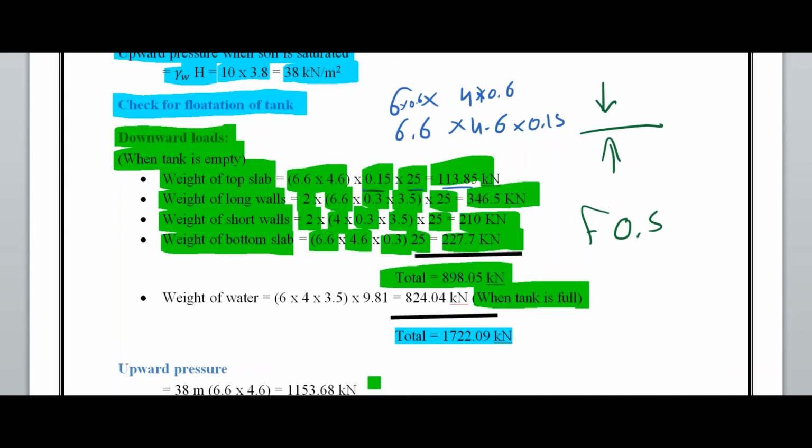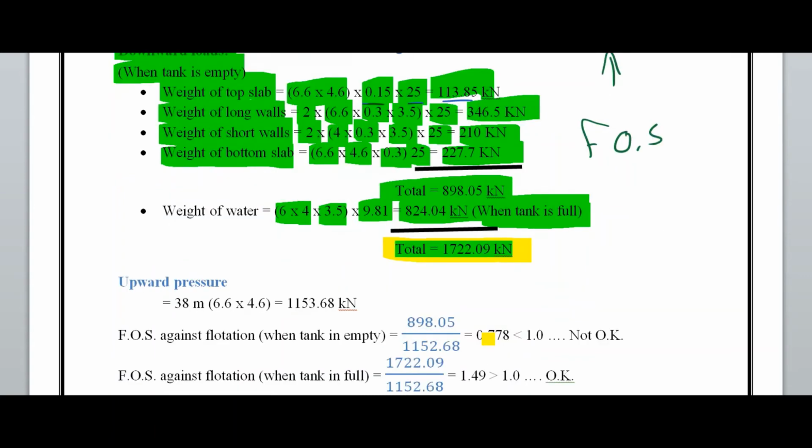Same for the total load. Now here is the total load when the tank is empty. If we assume the tank is full, then 6 by 4 into 3.5 into 9.81, so weight of water is 824.0 kilonewton. At that time the total load is 1722.9 kilonewton. So we have two downward forces: first when the tank is empty, and second when the tank is full.